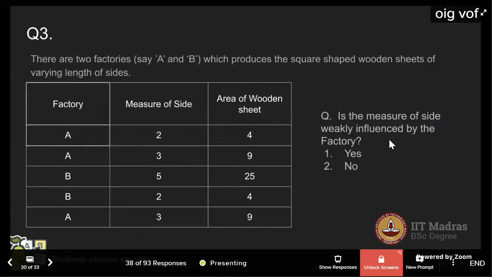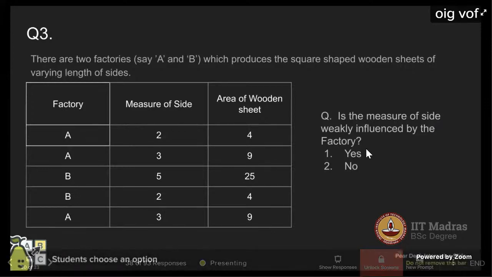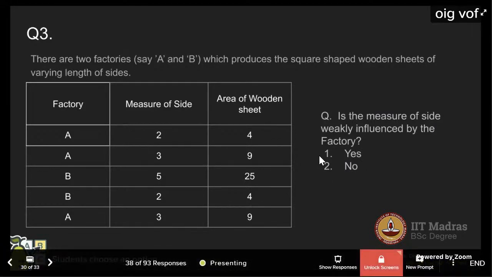I don't think there will be such a question. Is it a complete question? It is a complete question, but if it's only like, is the measure of side influenced by the factor, then you will be given multiple options. Then the answer is no? No, you can't say that. There will be options something like weakly and negative. It won't ask strongly or weakly simply. Oh, it comes like that. Strongly, weakly or no. Okay.